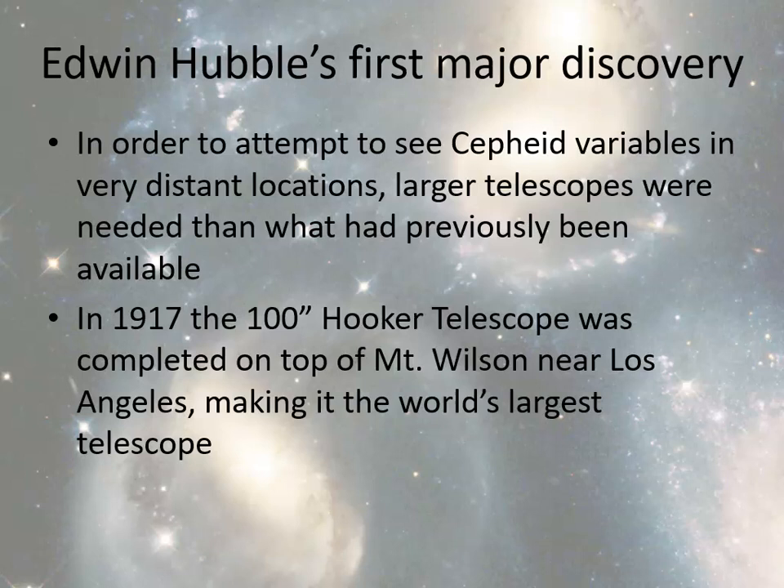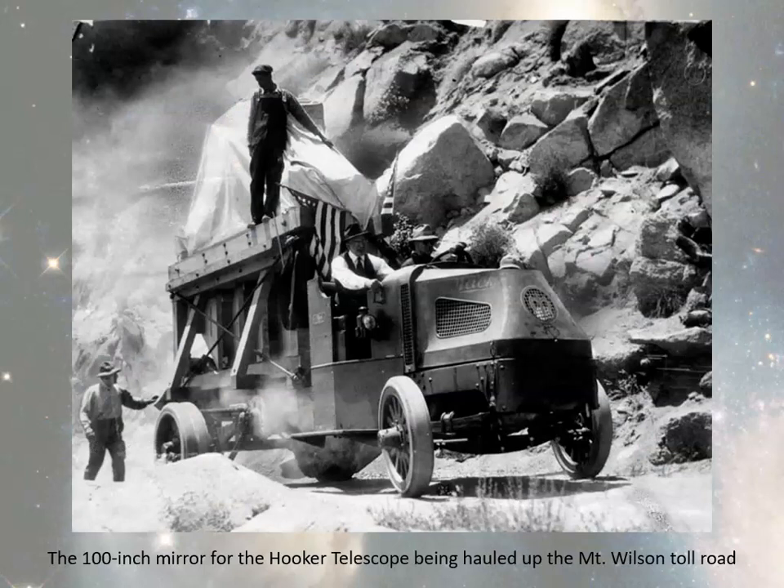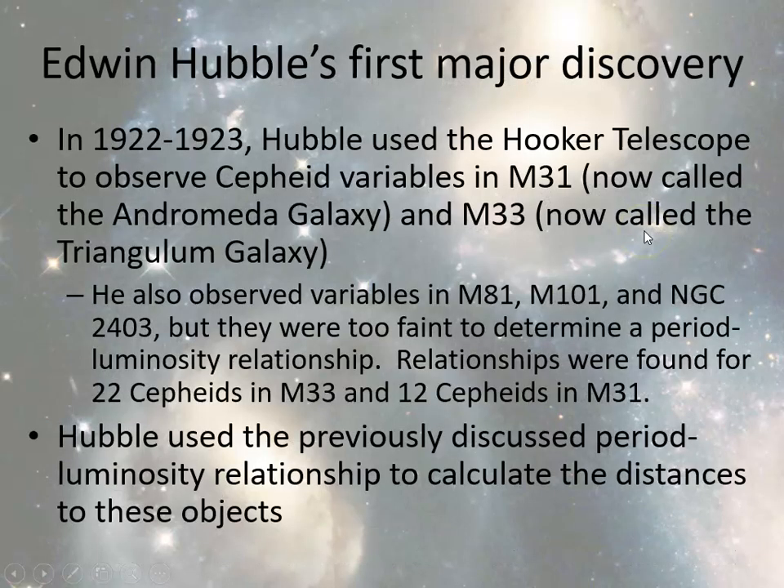Now, Edwin Hubble, with his time with the 100-inch Hooker telescope, there's a picture of that mirror being hauled up the mountain road. Doesn't look like the safest road to travel up in that vehicle. But in any case, he noticed Cepheid variables not just in the Andromeda galaxy, but also in the Triangulum galaxy, M33, and he also found them in Bode's galaxy, M81, the Pinwheel galaxy, M101, as well as NGC 2403, etc., etc. And based on the period-luminosity relationships, he found that not only is M31 really far away, all these other spiral nebulae are really far away as well.